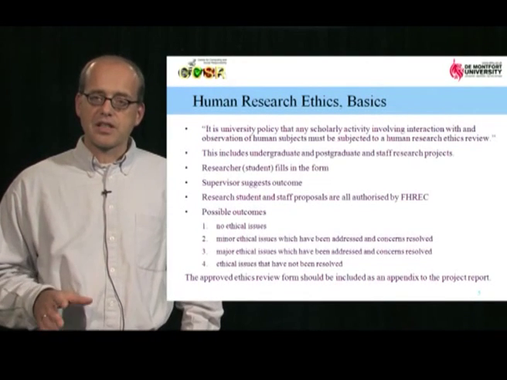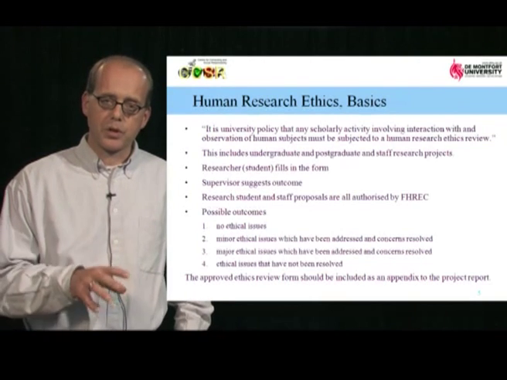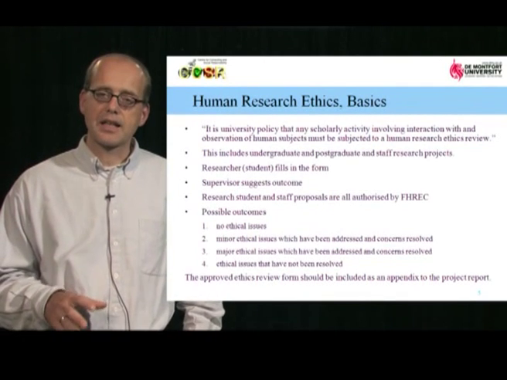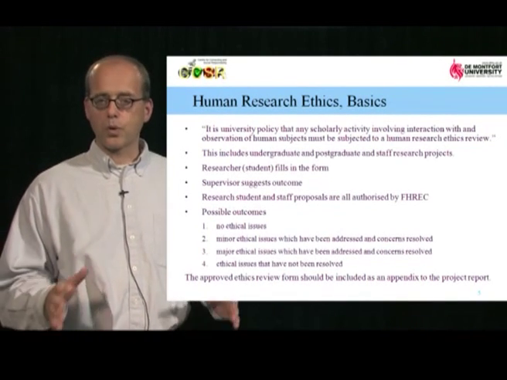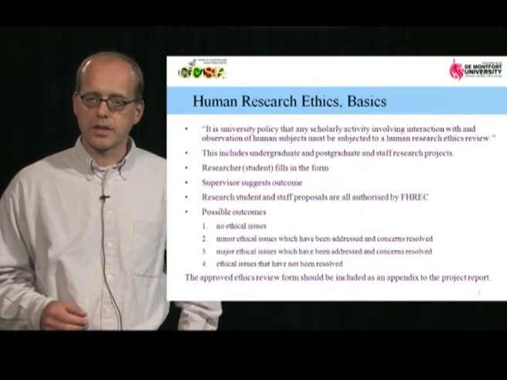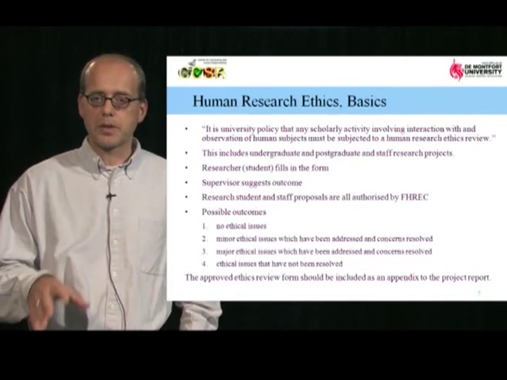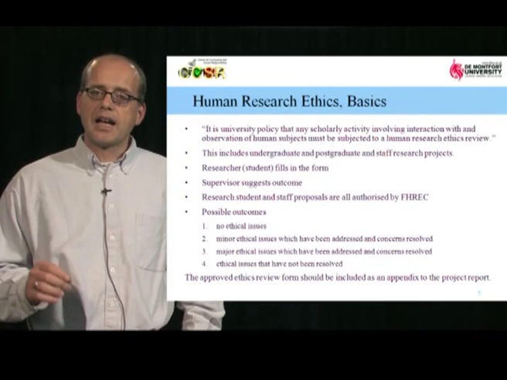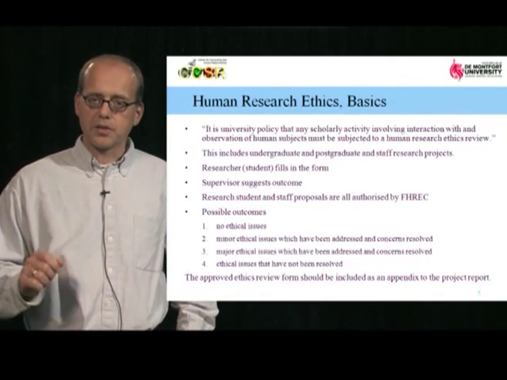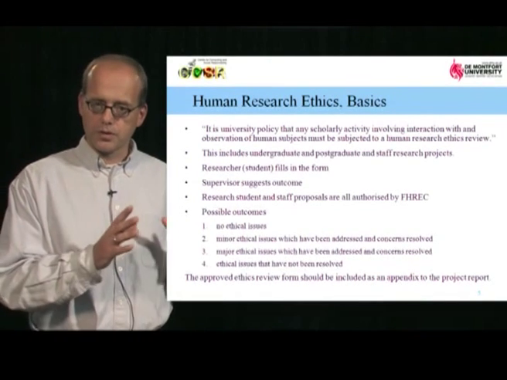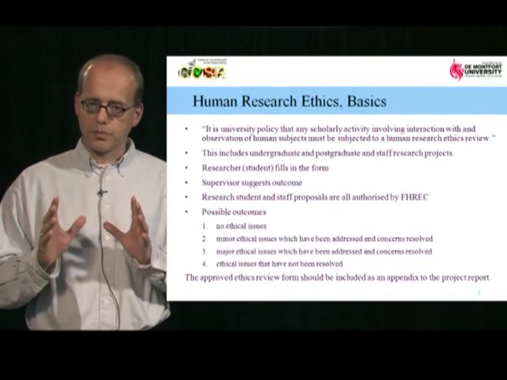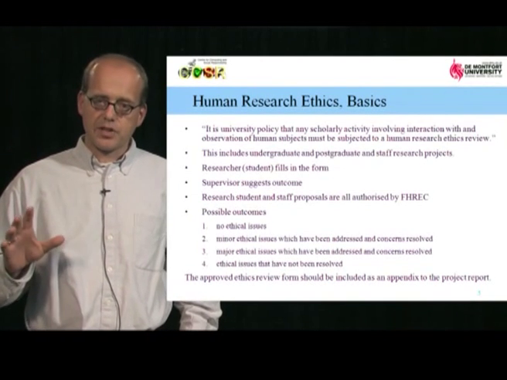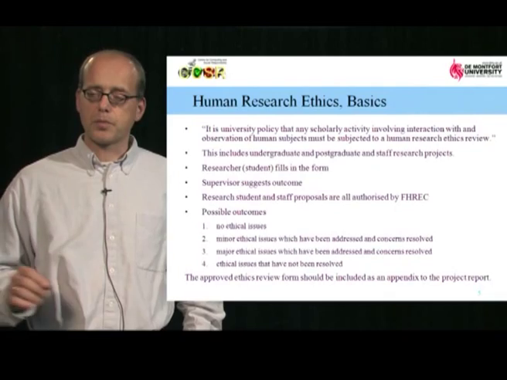So the researcher fills in the form, and I'll come back to what exactly needs to be in this form in a minute. Then the supervisor, or depending on the nature of the researcher, it may be the line manager, has to authorize this form. So it has to be signed by the first supervisor for undergraduate students and for PhD students, and it has to be signed by the line manager for members of staff.